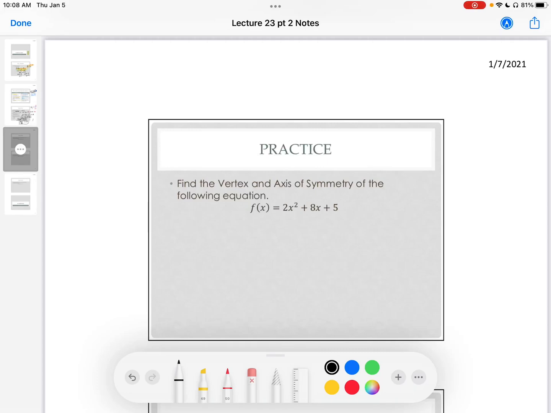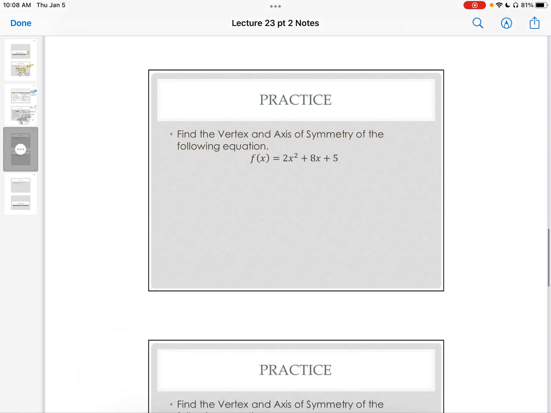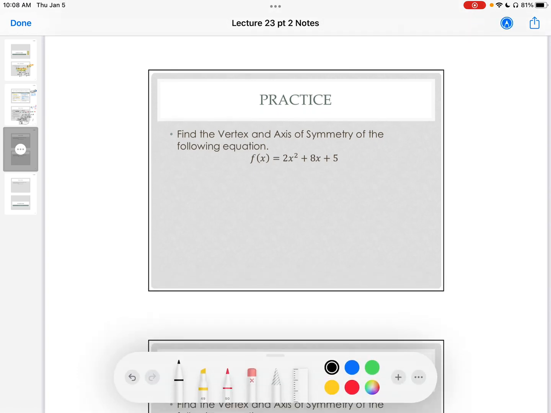We're going to roll through this, finding the vertex and the axis of symmetry. Now remember, we have a very specific set of steps. We're going to follow those steps over and over and over again, and we are going to start taking deep breaths, and we will all be okay.